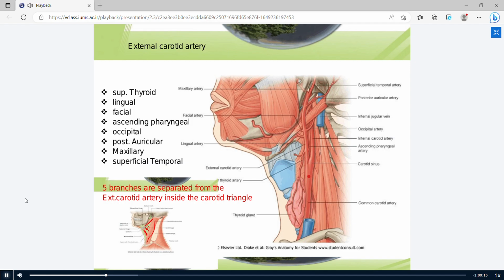So, superior thyroid branch, ascending pharyngeal branch, lingual branch, facial branch, and occipital branch arise from the external carotid artery inside the carotid triangle. It is here.